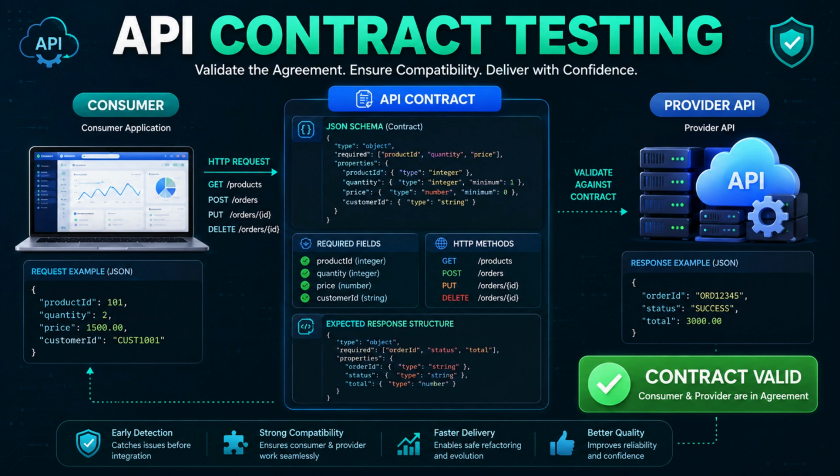Third is contract testing. Contract testing verifies that the consumer and provider of an API agree on the same request and response structure. It checks things like fields, data types, endpoints, and response formats. This helps prevent integration problems when one service changes its API.